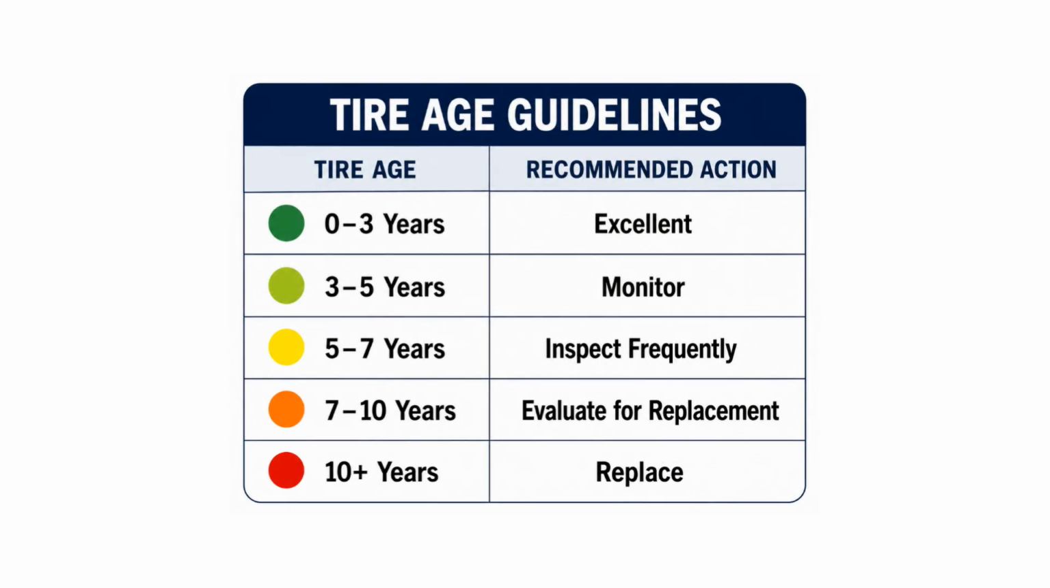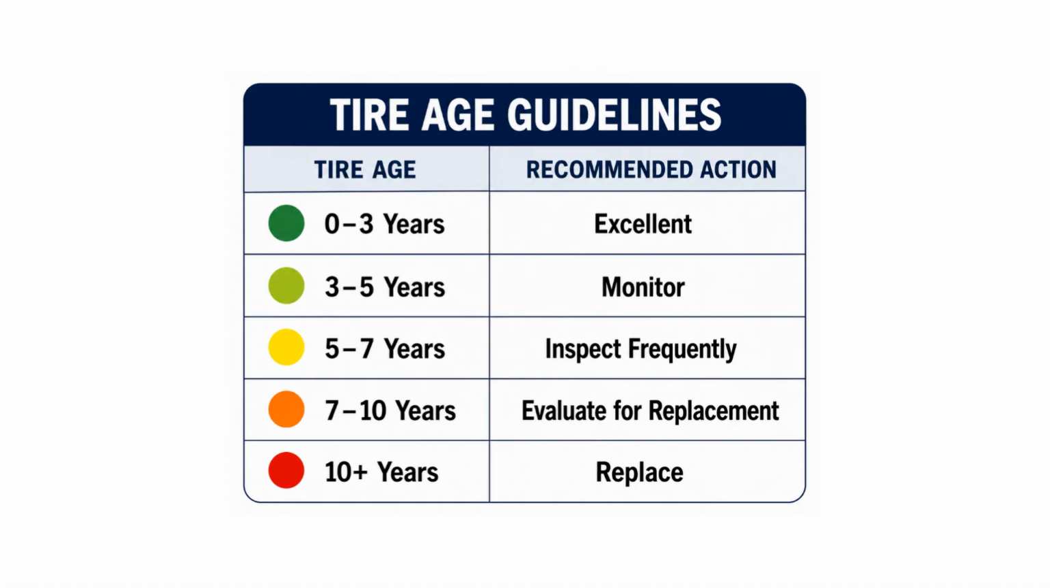This image provides a simple guideline for assessing tyres based on their age. Tyres between 0 and 3 years old are generally considered to be in an excellent age range, provided they are undamaged and properly maintained. From 3 to 5 years, the tyre should be monitored for signs of aging, such as cracking, hardening, deformation, or unusual wear.